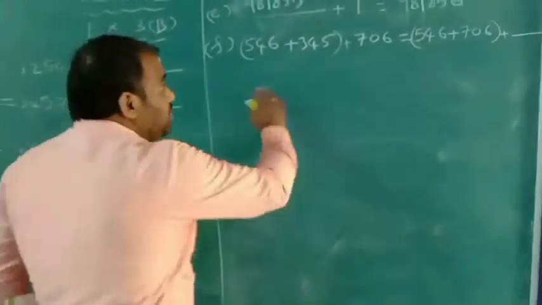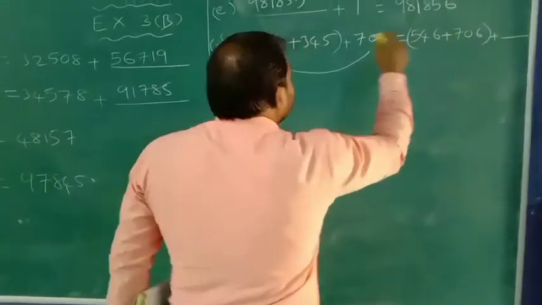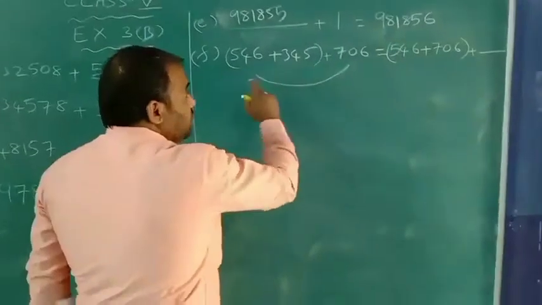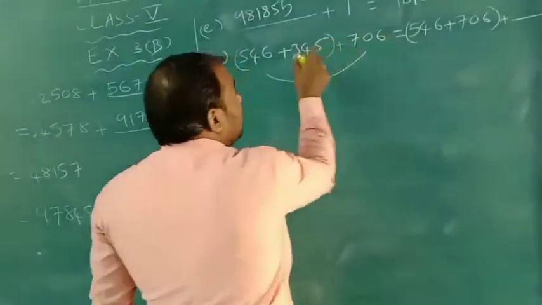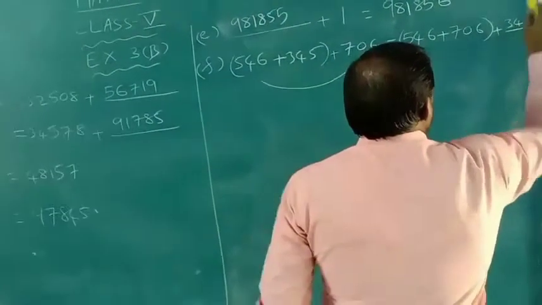See, the sum of three numbers. They added these two numbers. What is the third number, sir? This only. They added two numbers, and the third number is this only, 345. Okay, beta.